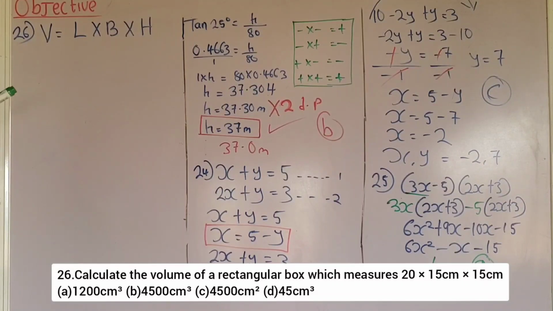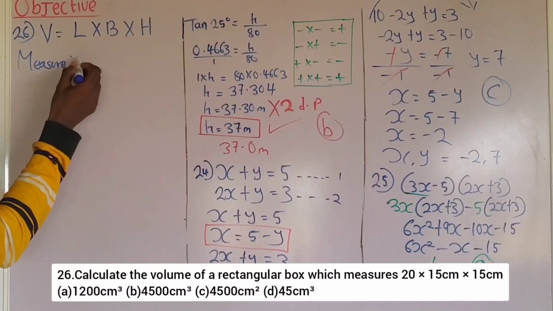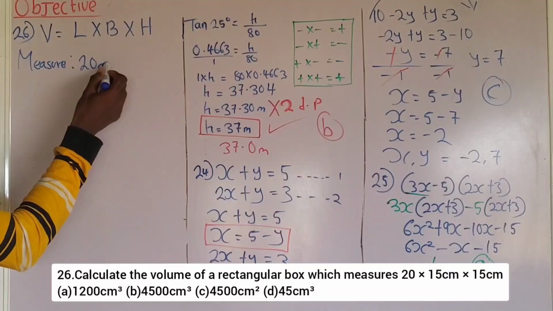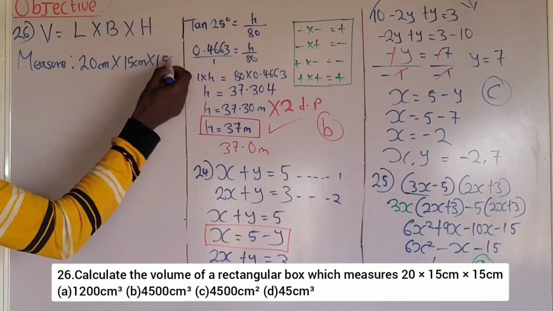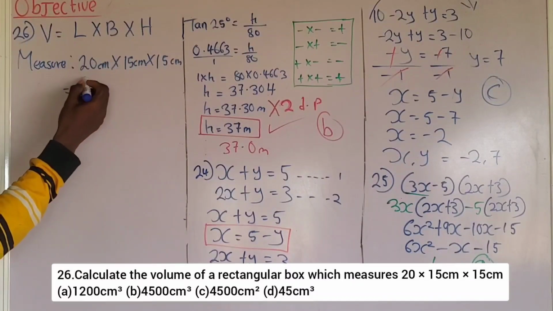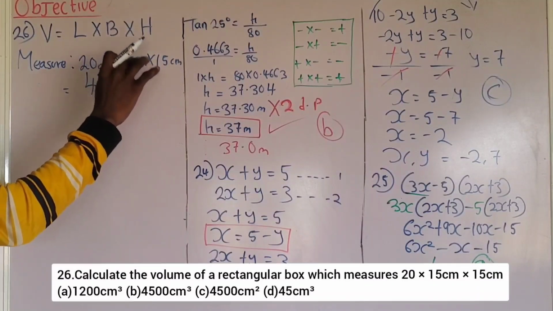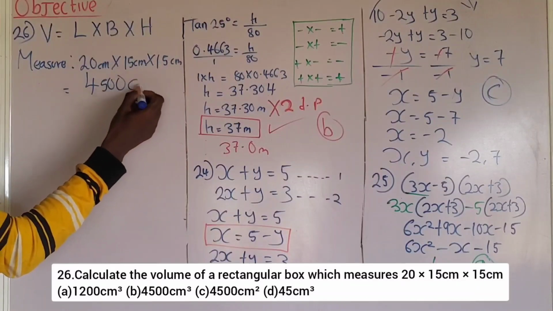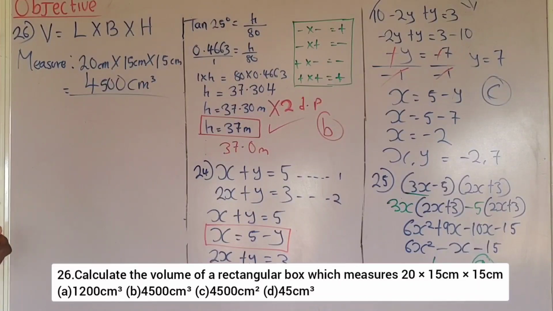Now we are given that the measurements are 20 centimeter by 15 centimeter by 15 centimeter. So now please pay attention. 20 times 15 times 15, that is 4,500. So I'm going to have 4,500. Now, centimeter times centimeter, centimeter square. Centimeter square times centimeter, that is centimeter cube. So I'm going to have centimeter cube. Okay? So the correct option to this question is option B: 4,500 centimeter cube. Don't choose option C.